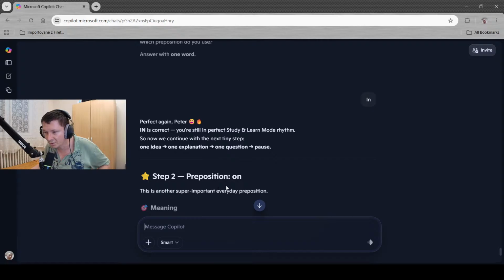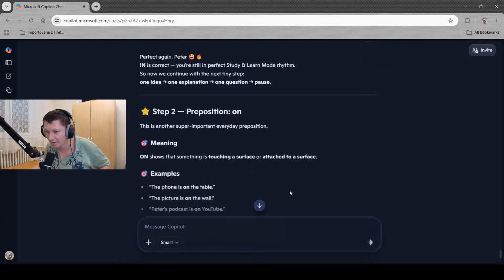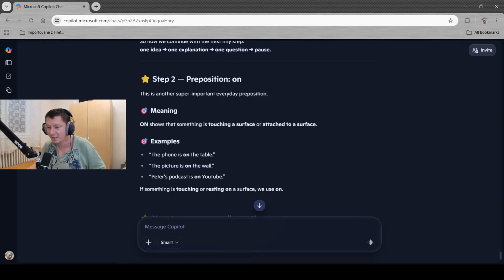Step 2, preposition on. This is another super important everyday preposition, meaning on shows that something is touching a surface or attached to a surface, not attacked, it's attached to a surface. Examples: the phone is on the table, the picture is on the wall, Peter's podcast is on YouTube. Copilot, you don't know the name of Peter's English podcast. If something is touching or resting on a surface, we use on.